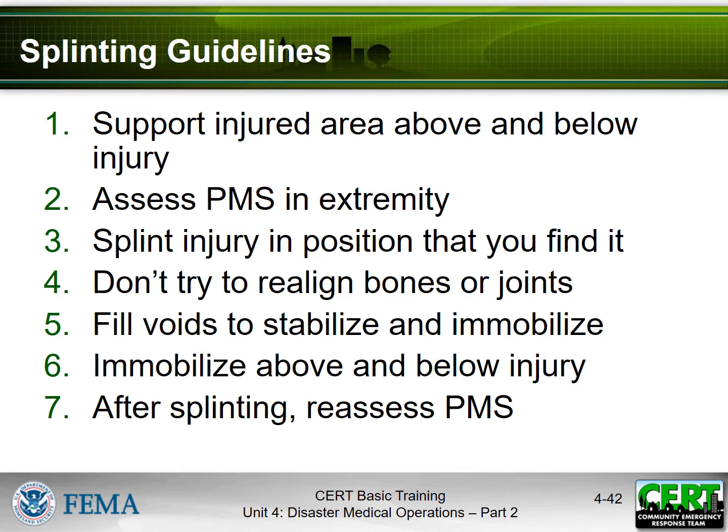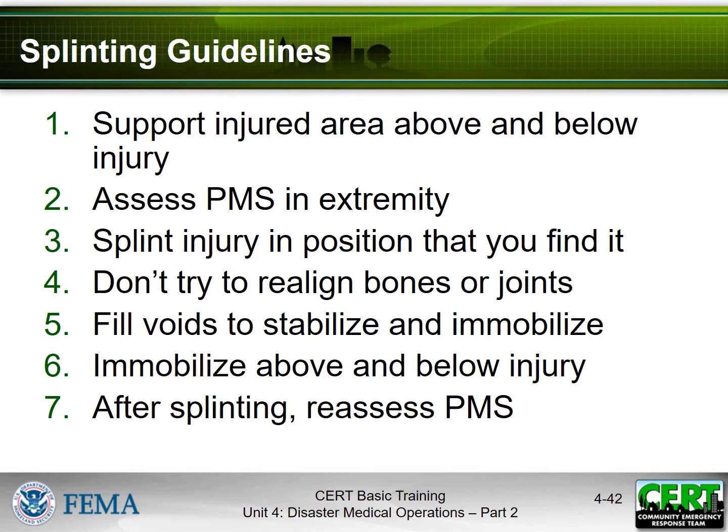Splinting guidelines. Splint the injury area above and below the injury. Rule of thumb: an area of your body that has two bones needs to have two boards. An area of one bone can have one board to splint it. Assess your PMS on the extremity prior to and after splinting. So assess pulse, motor, and sensory in the extremity. Splint the injury in the position that you find it. Don't try to realign the bones or joints.